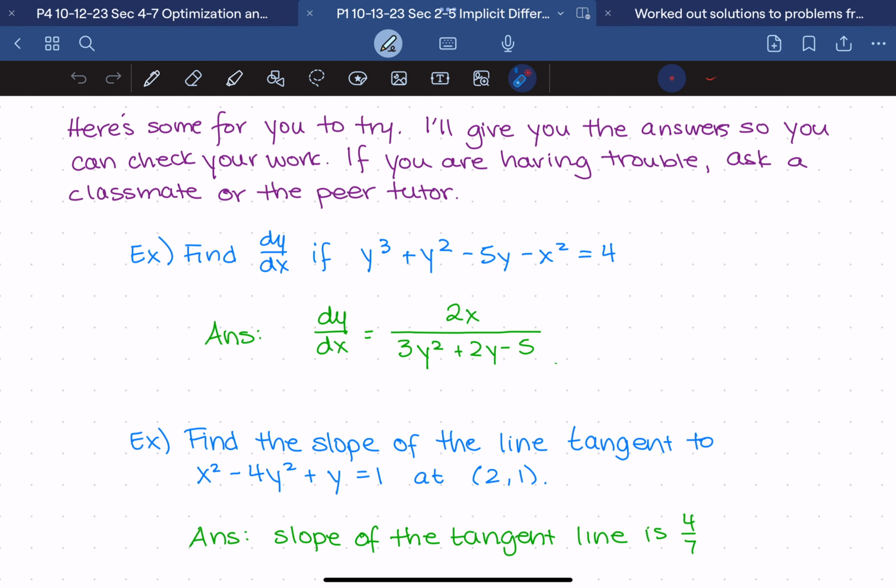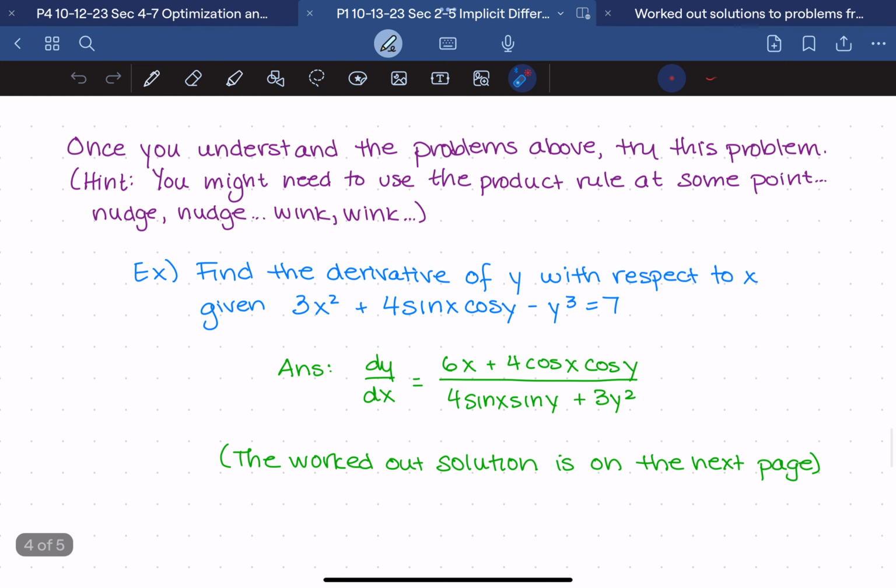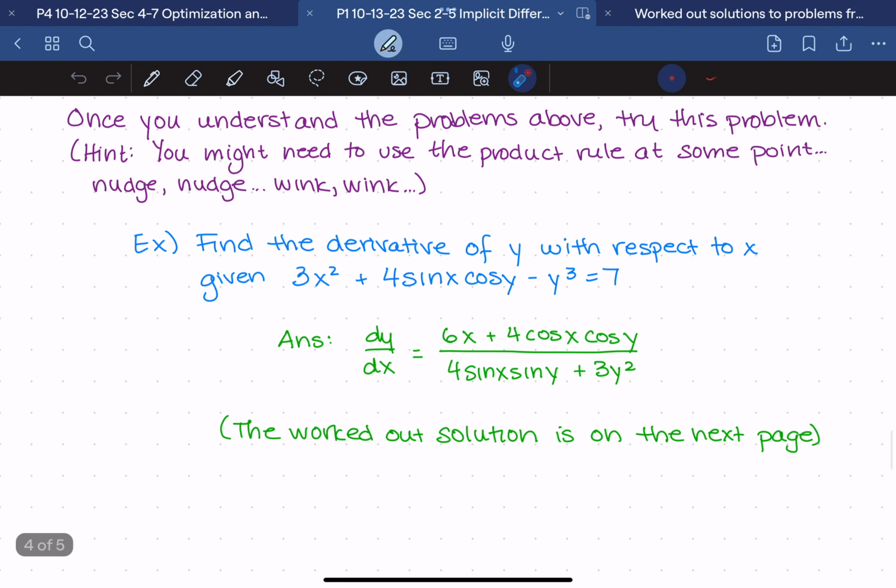Okay, I'm assuming you paused the video. So now let's go ahead and try to find this one. Now, I've given you a hint here. Using the product rule, you might have to, sometimes you need to. So try this one also on your own.